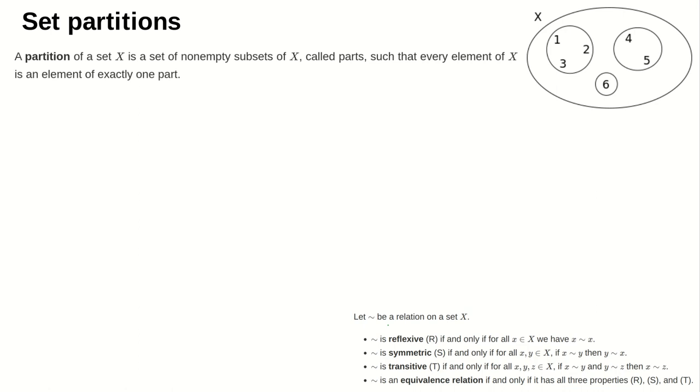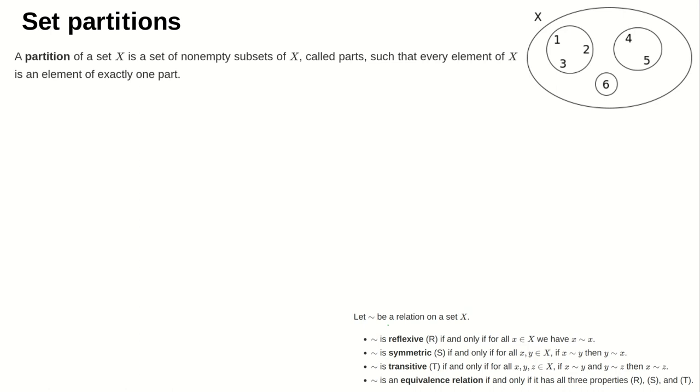In this video we're going to learn a little bit more about equivalence relations, and specifically we're going to prove a theorem that connects equivalence relations to set partitions. But since you don't yet know what a set partition is, that's where we're going to begin the lecture.